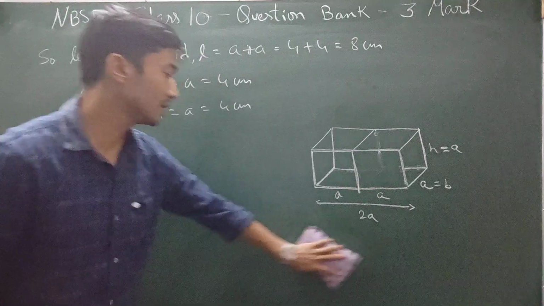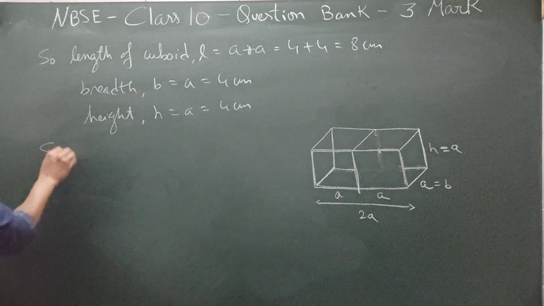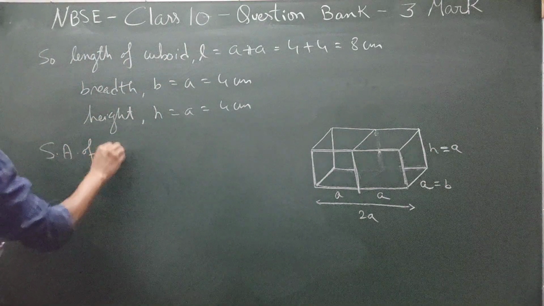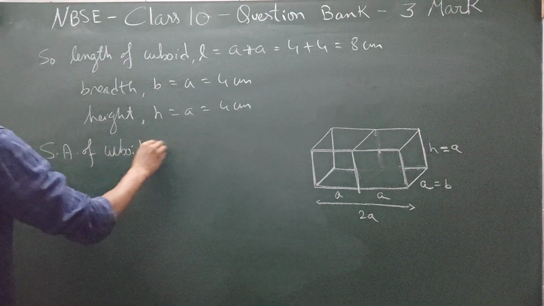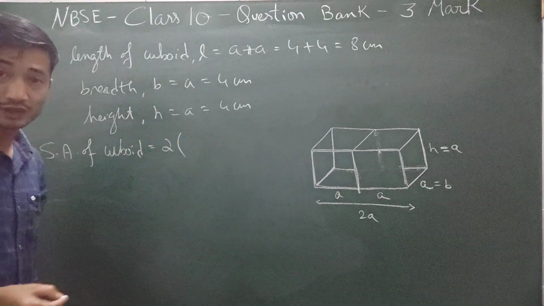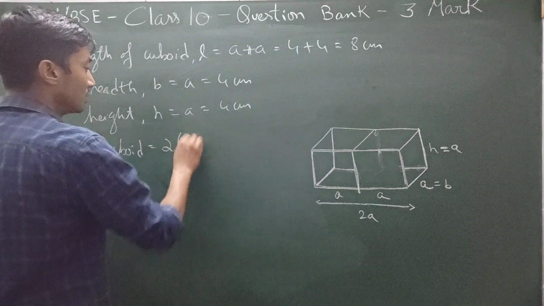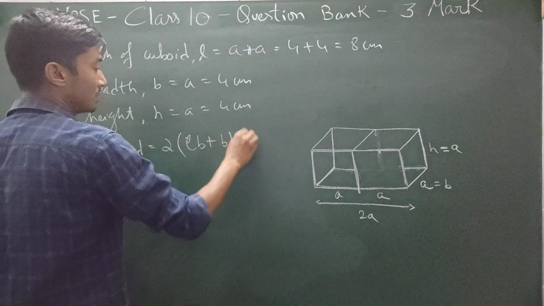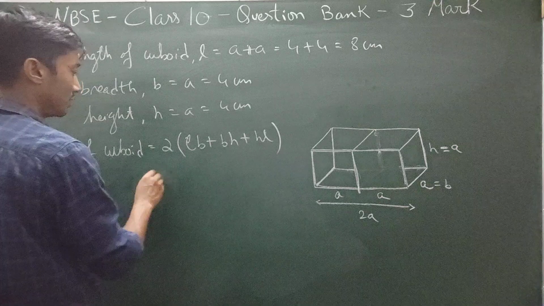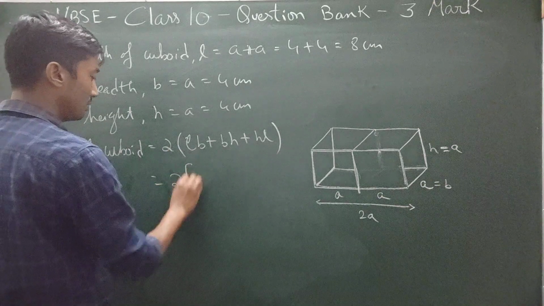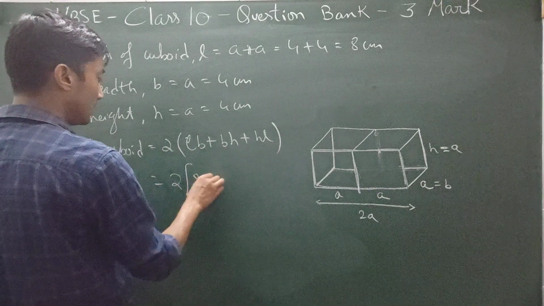So you're supposed to find out surface area of, in short, a cuboid. Surface area means the total surface area. No special conditions are given. So it's twice into (LB plus BH plus HL). Not L plus B, L into B. Twice of L, 8 into 4.